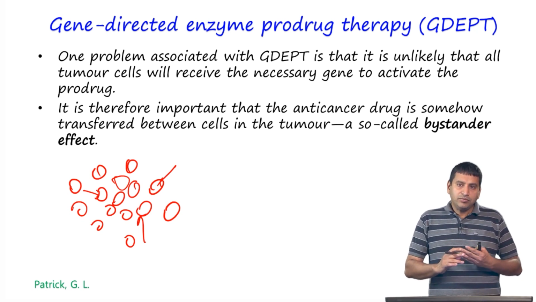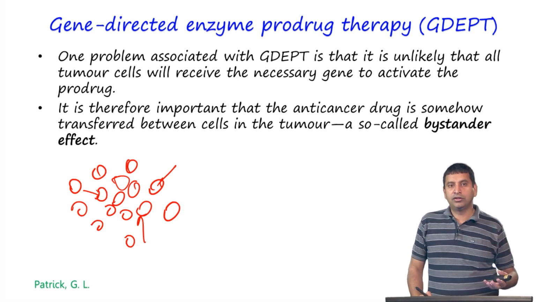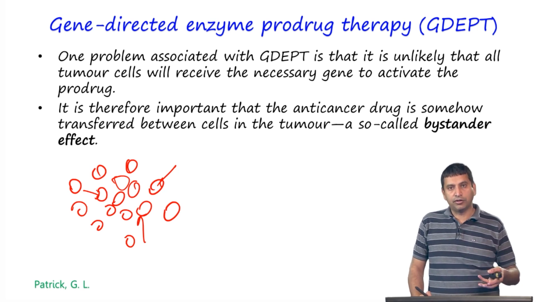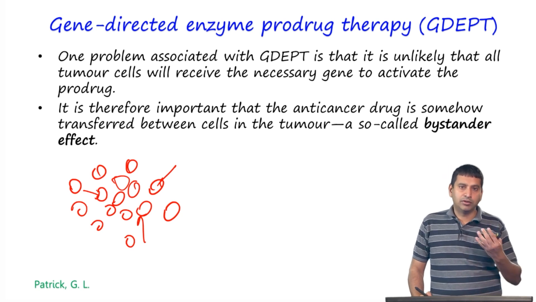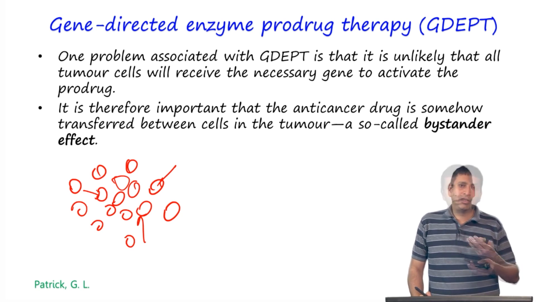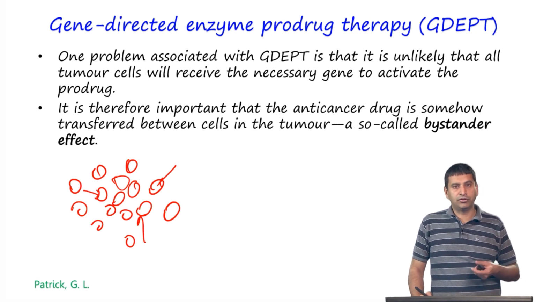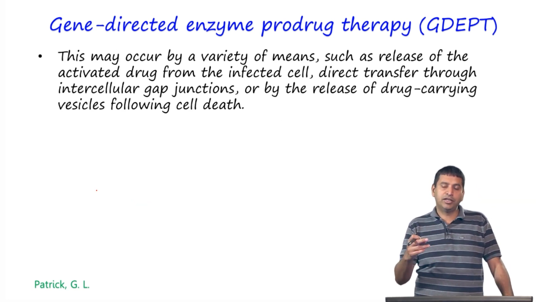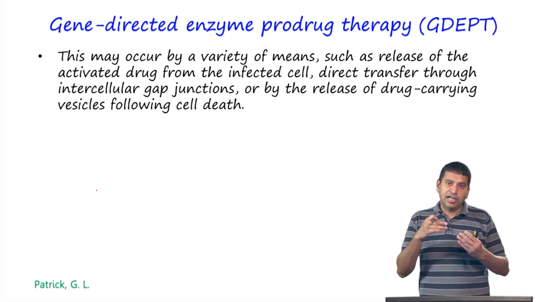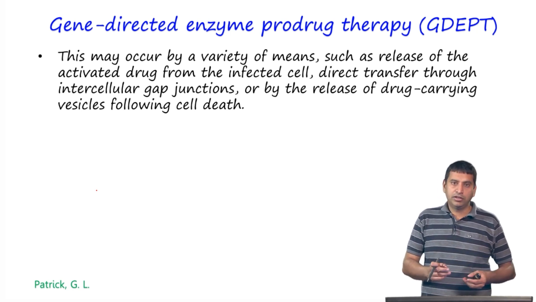So, therefore, there is an important concept that comes here, which is called the bystander effect. Once the prodrug is activated inside one of the tumor cells and produces the active drug, it is somehow transferred between the cells in a tumor. And so, the cells which do not have the gene transfected are still going to get killed because of the drug that is present in the neighboring cells. So, this is called the bystander effect. This may occur by a variety of means, such as release of the activated drug from the infected cell, direct transfer through intracellular gap junctions, or by the release of drug carrying vesicles following cell death.